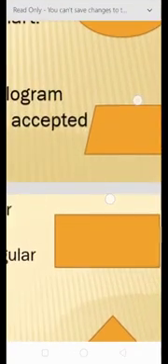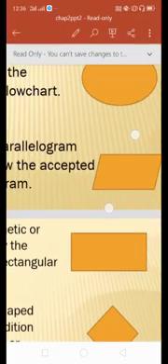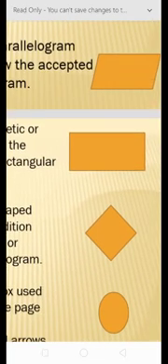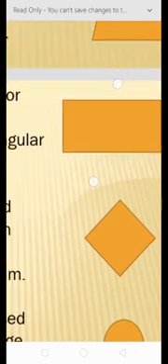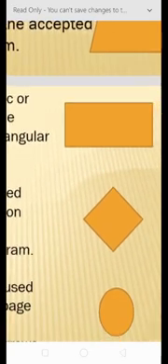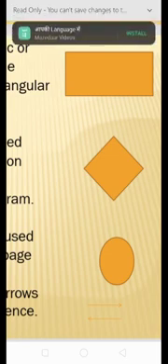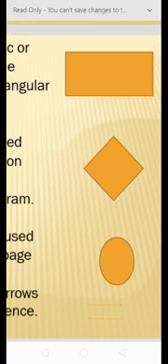The second one is the input output box, which is in a parallelogram shape. This input output box we use to accept the data as input or to show the output. The third one is this rectangular shaped box, which is called the process box. It is used to process the data, which could be logical or arithmetic, that is plus, minus, multiply or divide.